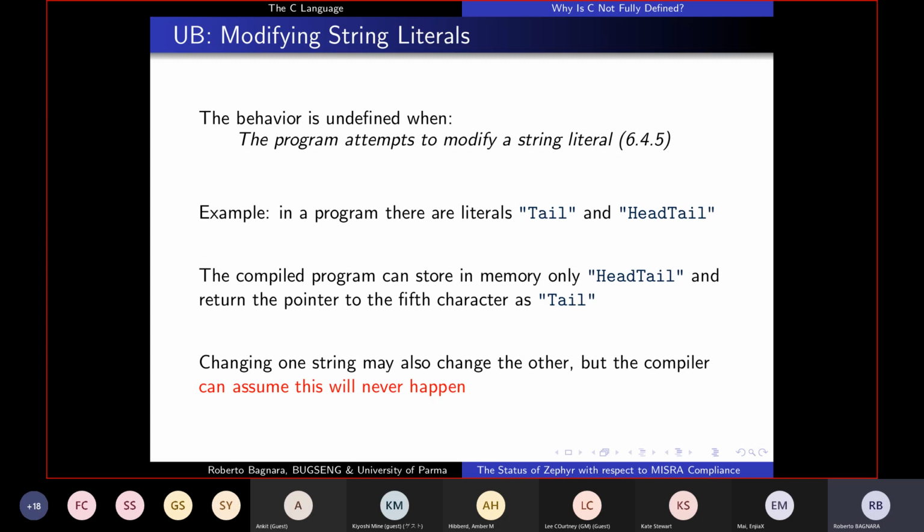So you see that with this combination of two reasons, if the string literal is in read-only memory, you cannot write it because if you try to do so, something unknown will happen. If the string literals are not in read-only memory and you succeed, say from the hardware point of view, in writing them, then you may change other literals without realizing this.